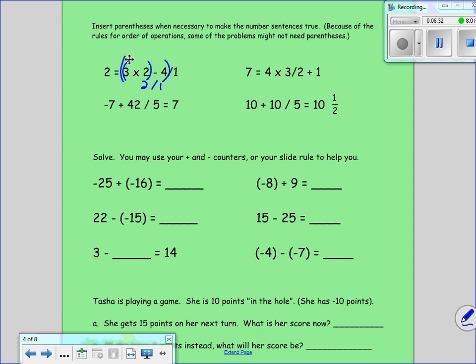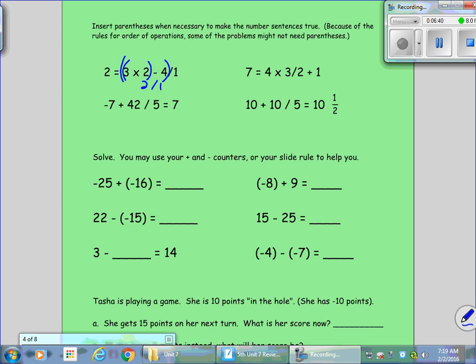Let's take a look over here. I'm going to move to the right now. Go ahead and press pause, because it's going to be 7 equals 4 times 3 divided by 2 plus 1. Okay. I'm looking at this one. I wouldn't even have to insert parentheses because of the order of operations. But just to keep things simple, it's not going to hurt putting parentheses in.